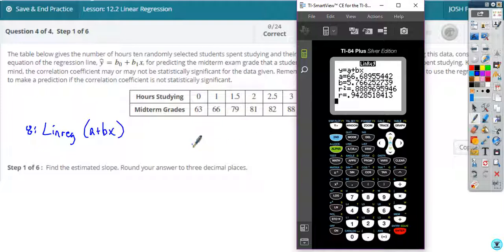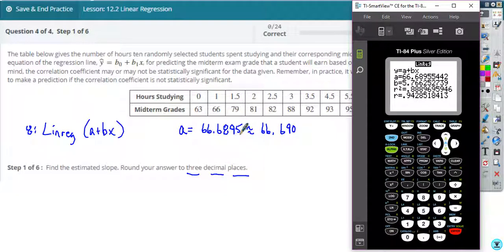So with the linear regression kicking out, what we find out is that, and notice that they want us to round to 3 decimal places. Okay, so that means that we have our A value is 66.6895. I went out 4. So when we round that, we get 66.690. The reason is because the 5 rounds the 9 up to a 10, the 10 carries the 1 over to the 8, and that's how we get 690.